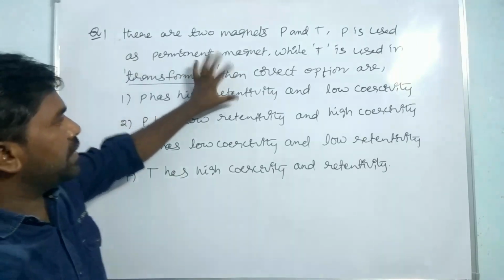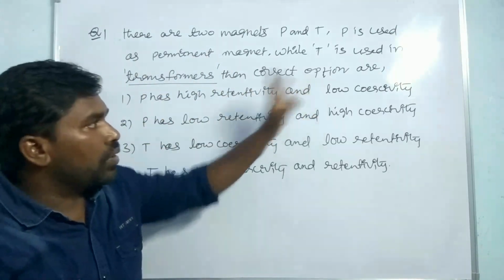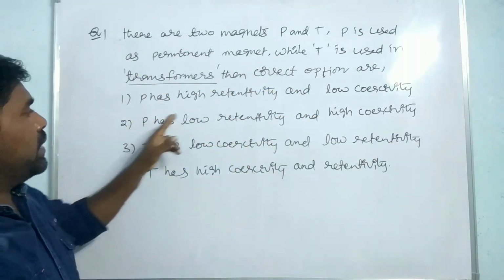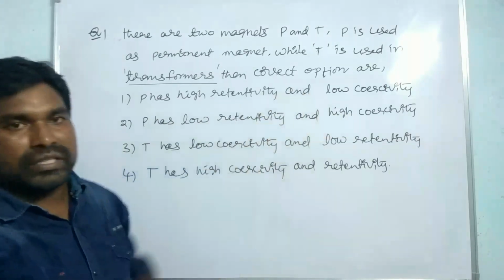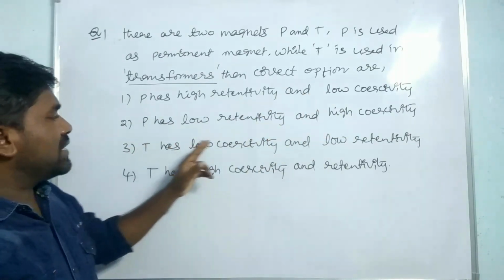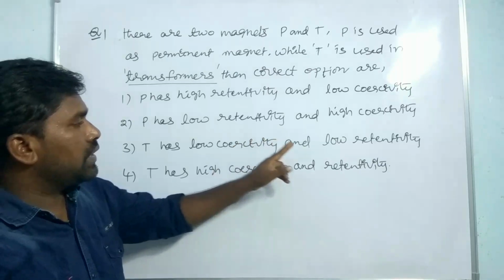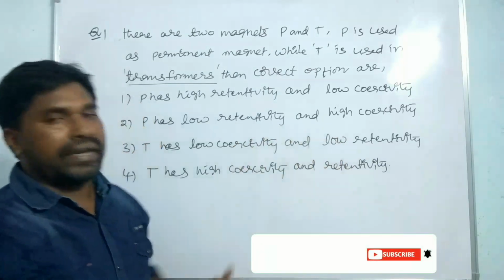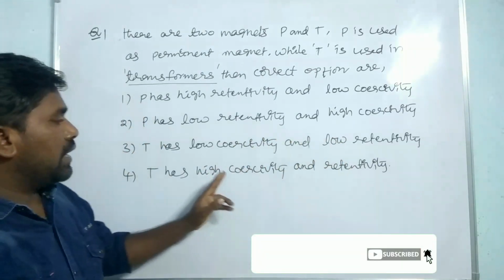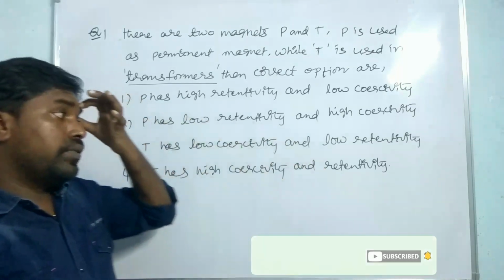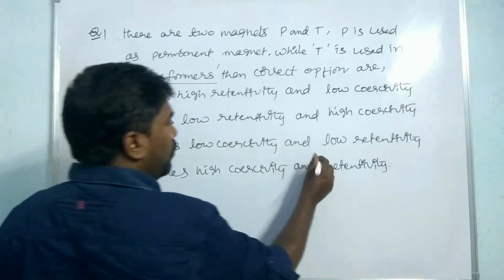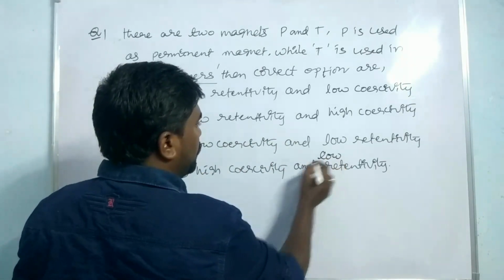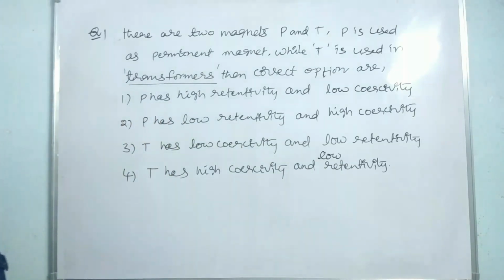P has high retentivity and low coercivity. P has low retentivity and high coercivity. T has low coercivity and low retentivity. T has high coercivity and low retentivity. So which is the correct option here?